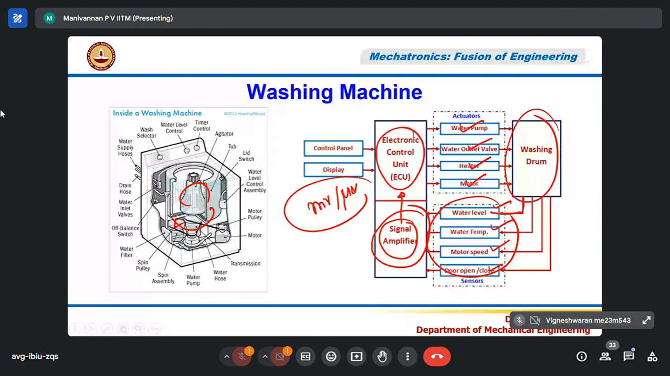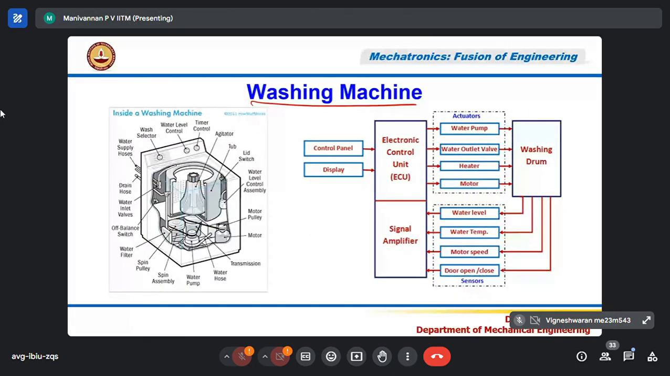Based on sensor information, the electronic control unit acts, for example, in the automatic camera we saw. Before that, we talked about the robot. Today, we saw the hard disk also. And the main thing is, the washing machine is another best example. If you are asked to write a mechatronic system example with a functional block diagram, you need not draw this exact diagram, I am not expecting this, but you need to draw a functional block diagram.